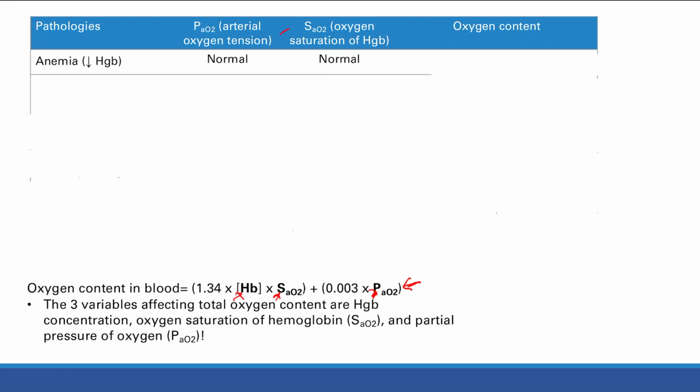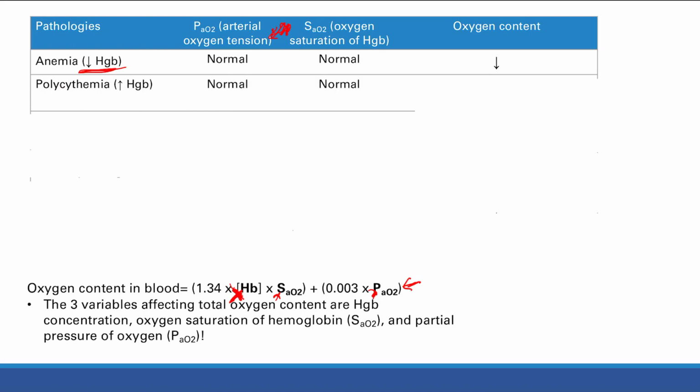What will the saturation of hemoglobin be? Saturation is still the same, because saturation depends on the arterial oxygen tension. Oxygen content, though, is going to be decreased. Why? Because of decreased hemoglobin; you see hemoglobin in this equation. Now polycythemia is the opposite: increased hemoglobin concentration, with the rest the same as before. Oxygen content will increase because now we have more hemoglobin carrying oxygen.